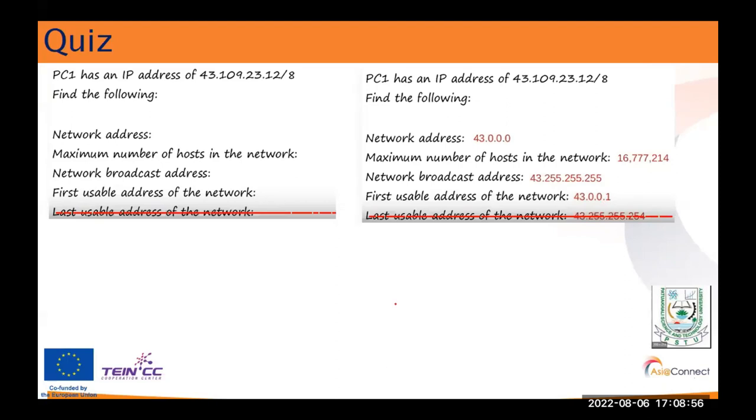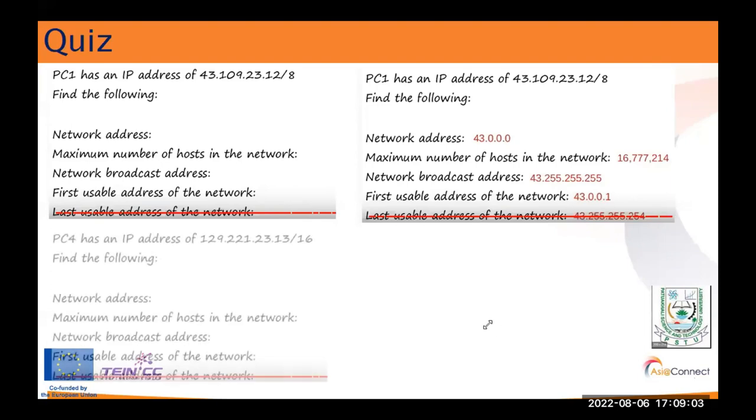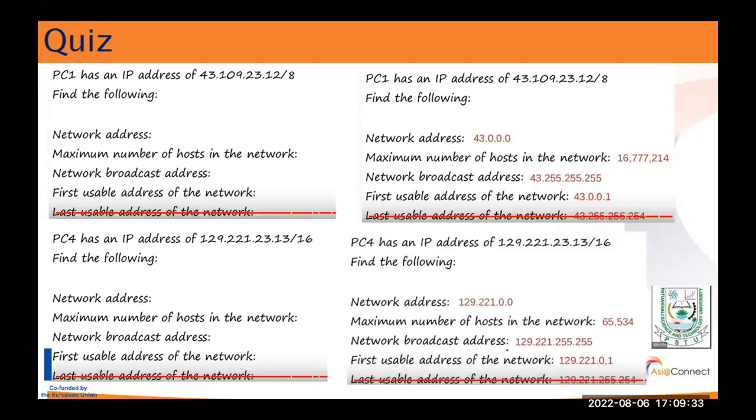Okay, so it's clear, no problem. So far, no problem. So here is another quiz, which you can practice at home. PC4 has this IP address, find the following addresses. You can calculate using this method. I think you have already calculated all this information from this IP address. Is there any issue? Okay, next slide. So this is the solution. You can match with your solution after we upload this slide. You can practice this one.